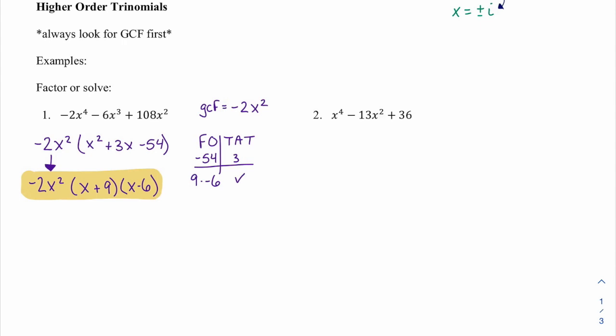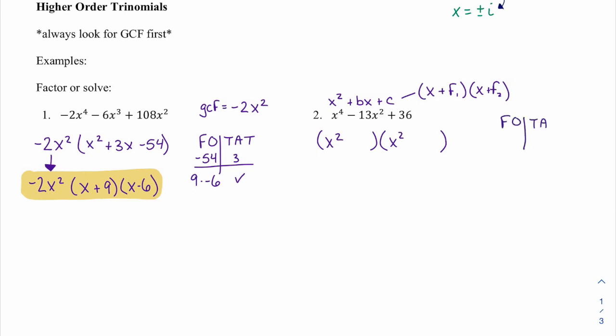So if we look at example number 2 here, it has a similar structure to something that we would use Pho-Tat on. However, my first term is x to the 4th and my second term is x squared. The only difference that makes is when I write my factors out, instead of having x plus factor 1, x plus factor 2, or whatever your factors are, it's going to end up being x squared and x squared because I need them to multiply to x to the 4th. So I can still use Pho-Tat, that doesn't change.